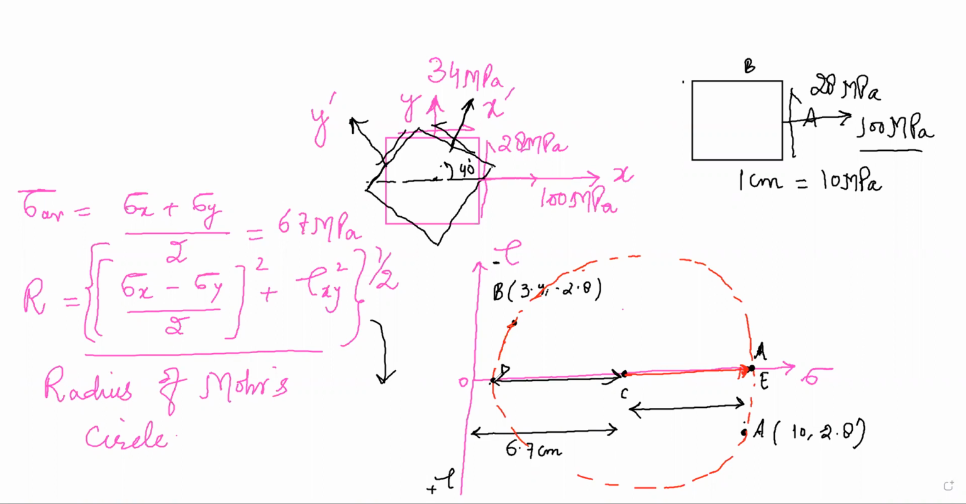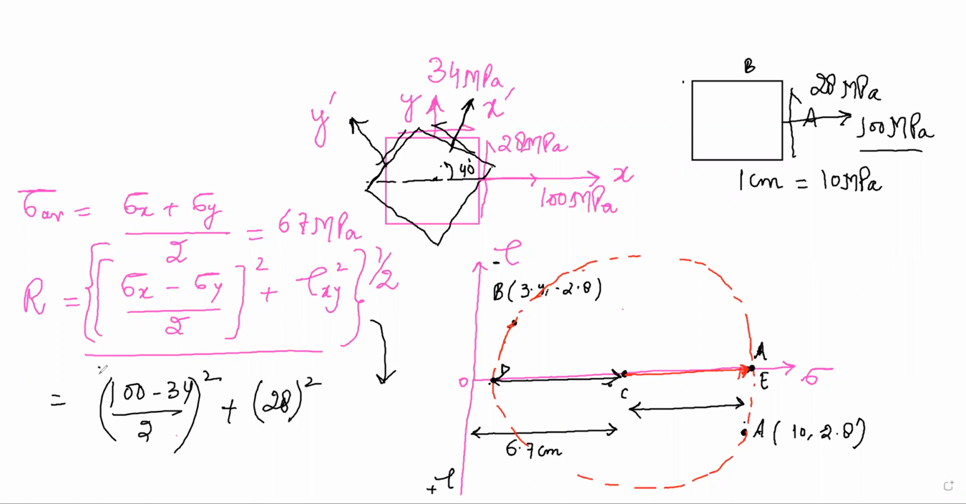No, OD we don't know. But we can find OD. OD will be equal to 6.7 centimeter minus the radius of the circle. Are you getting me? So if I calculate it here, because I am interested in finding the radius of the Mohr circle, that will be equal to the square root of ((100 minus 34) divided by 2) square plus tau xy, that is 28 square. Please tell me how much is this? How many megapascals is it?